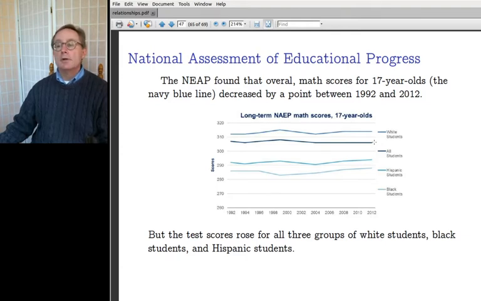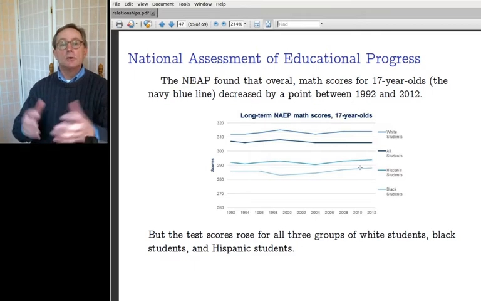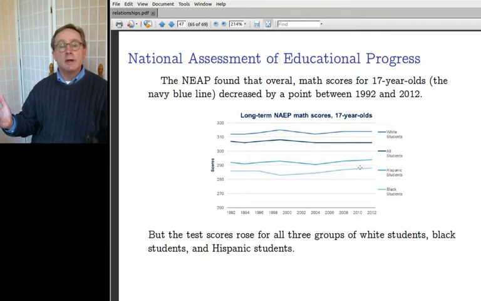But if you look at it broken down into categories, white students, Hispanic students, black students, can you see that white students have risen, Hispanic students have risen, black students have risen. So when you break it into three categories, we're doing better. When you combine the categories into one, we're doing worse. What's the explanation? How's that possible?